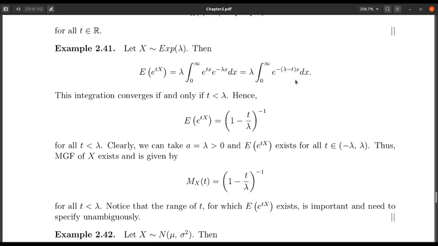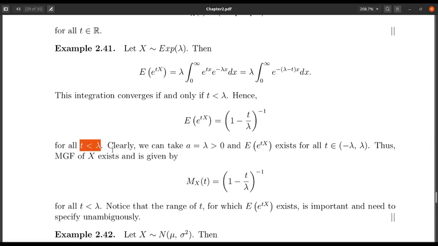Now notice that this integral converges, or is finite, if and only if this part is strictly positive. That is, this integral is finite if and only if lambda minus t is strictly positive. That means this expectation exists if and only if t is strictly less than lambda. And in that case, the moment generating function, or expectation of e to the power tX, is given by the expression (1 minus t by lambda) whole to the power minus 1, for all t less than lambda.